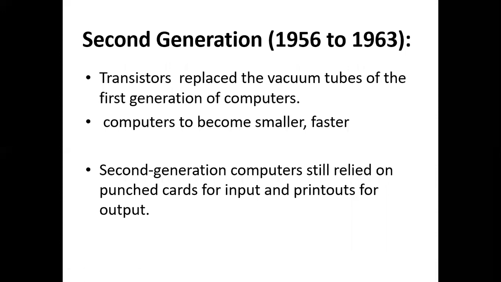Now, later on, people started looking at what alternative technology can we use in place of vacuum tubes. So in the second generation of computers, they introduced transistors.